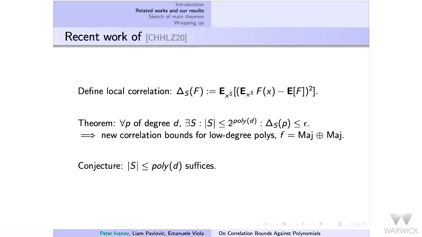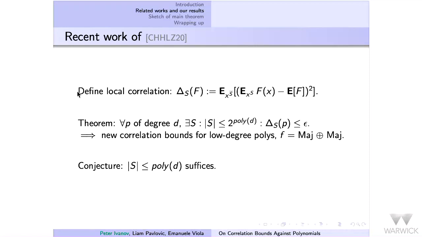Okay, there's an exciting recent work by CHLZ. They gave new correlation bounds for majority XOR majority, and in fact, the results generalize to a larger class of functions, resilient functions, which I won't get into. This is especially interesting because you can think of XOR bounds as being one approach towards proving correlation bounds.